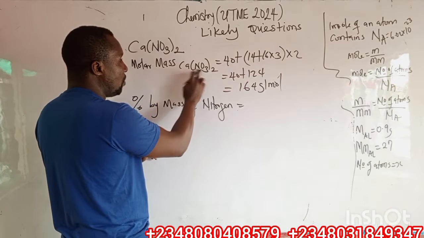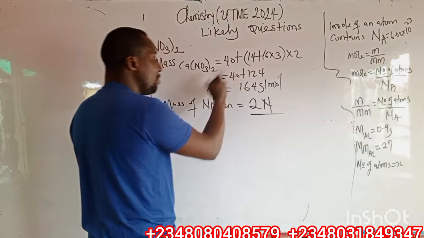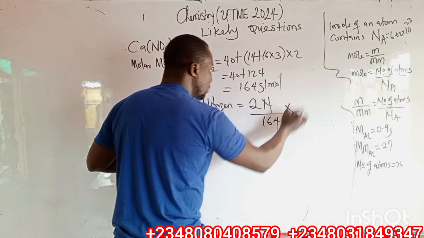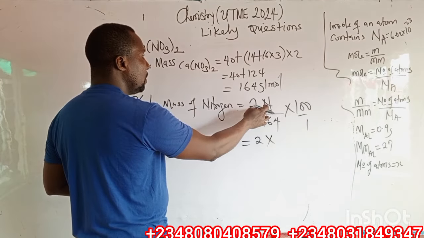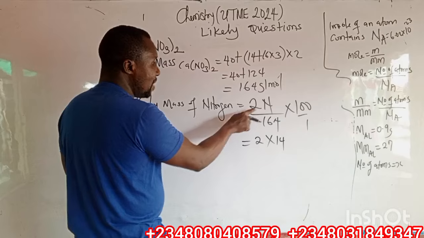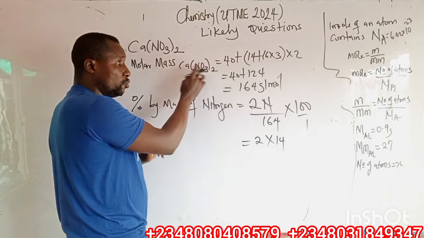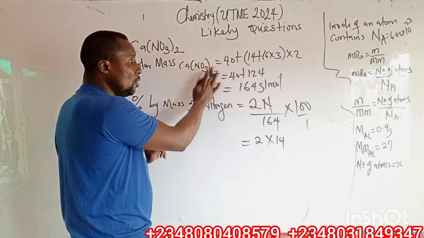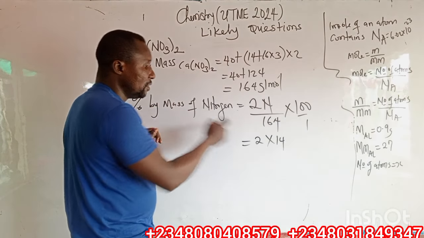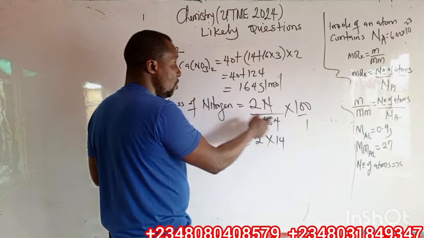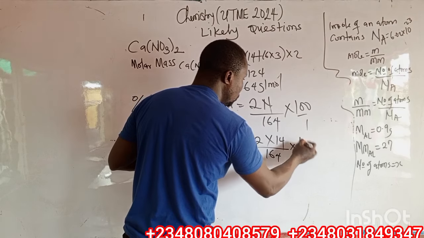How many nitrogen do we have in this compound? 2 nitrogen. So 2 times the mass number of nitrogen, 14, over the molar mass of the compound, 164, times 100 over 1. Why am I using 2? Because we have 2 nitrogen in the compound. If we have 3 nitrogen, it should be 3; if we only have 1 nitrogen, just 1 times nitrogen. But because we have 2, that means 2 times nitrogen over the molar mass of the compound, 164, times 100 over 1.